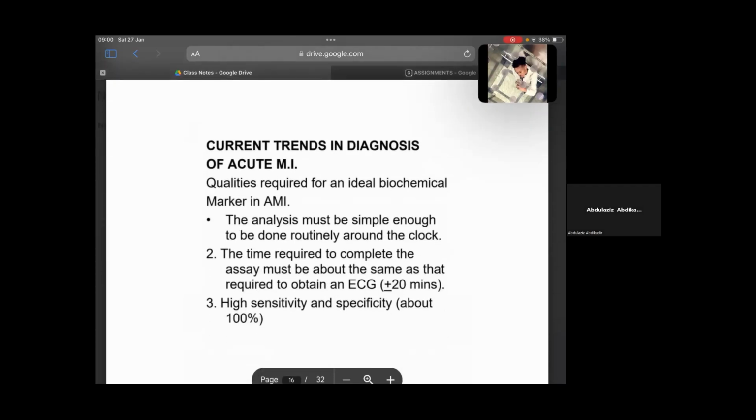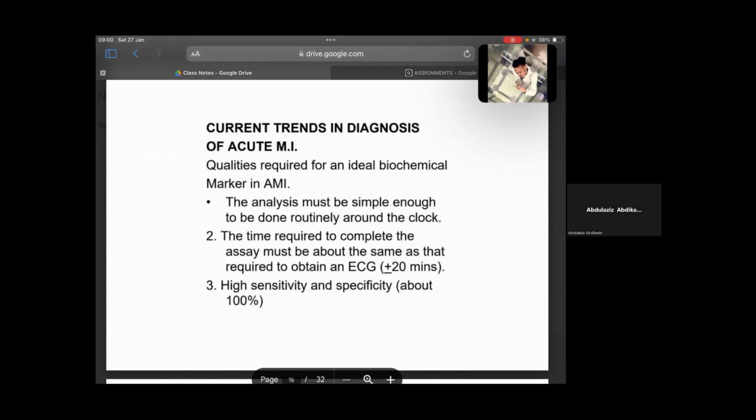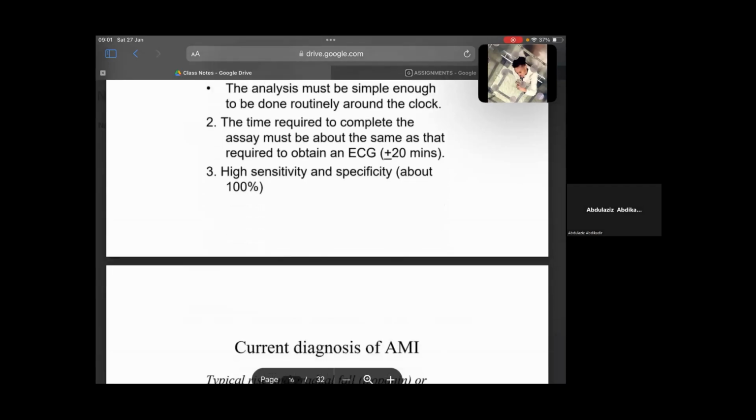So the current trend, this is what I was telling you. This is also part of the markers of a good indicator that you had covered earlier, so there's no need to repeat. High sensitivity, high specificity, high turnaround. The time required to complete must be about the same as that required to obtain an ECG. 20 minutes, you can say less than 60 minutes.